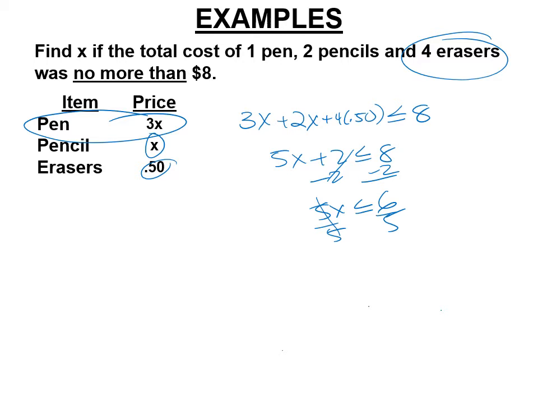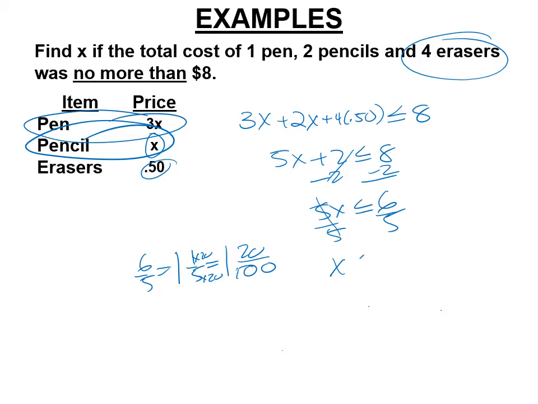But we're doing the cost of this pencil here, right? X is the cost of the pencil, so let's make that money, right? So 6/5 is 1 1/5, which is 1 and how many hundredths? Well, times 20. And it's 20 hundredths, so x is less than or equal to $1.20, right? The pencil can't be more than $1.20. That's its maximum price, no more than $1.20.